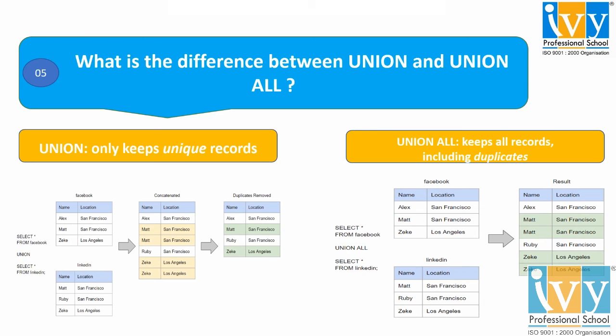We have taken here the example of Facebook data which will be unioned with the data from LinkedIn. One time we have used the UNION command that keeps only the unique records, and one time we have used the UNION ALL command that keeps all the records including the duplicates. This is all about this question.